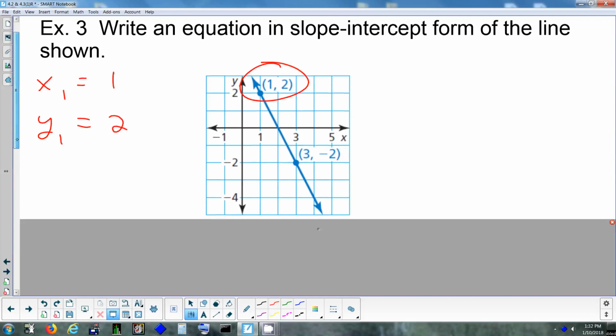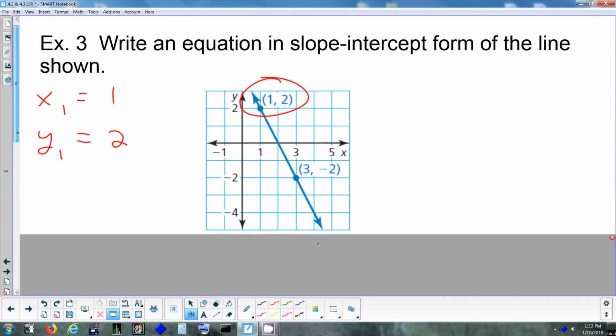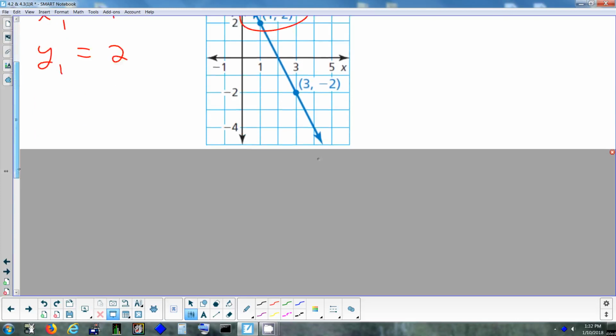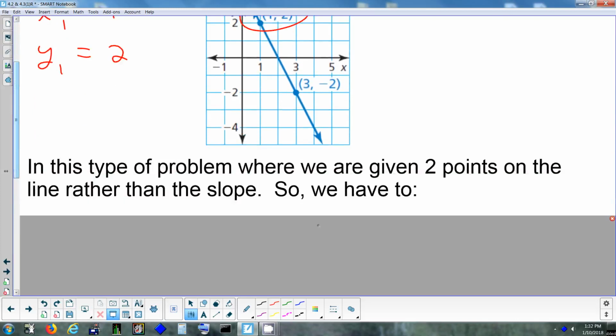What are we missing that we need? Think of the name of the formula. Oh, we're missing the slope. Why'd they give us the coordinates, not the slope? So they're making us figure out the slope this time. This is what we did last time, and I didn't remember.